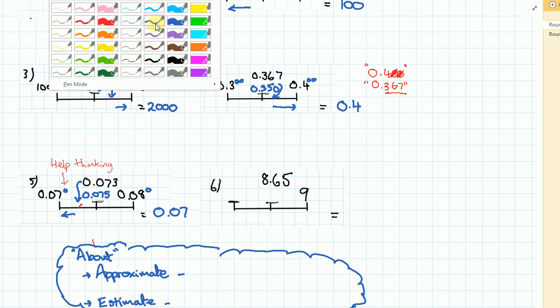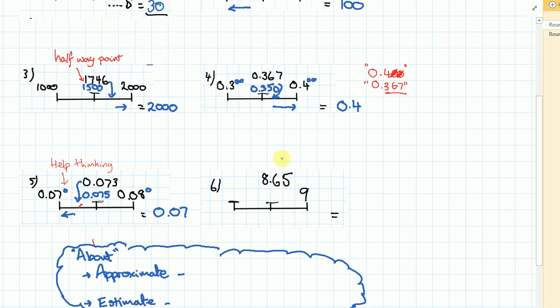Next part, 8.65. This time I've got 2 blanks. Well, if I'm rounding to the nearest whole number, which is what the 9 indicates, the number before it is 8. Halfway between 8 and 9, 8.5. The decimal value, and then put a 5 in the next place, so it's 8.5. 8.65 is on the right hand side, so it's closer to 9.